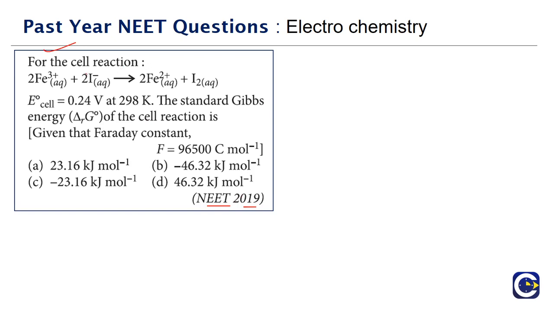For the cell reaction 2Fe3+ + 2I- gives 2Fe2+ + I2, as we can see, this is a balanced cell equation. E0 is 0.24 V at 298 Kelvin. E0 is the cell EMF at standard conditions. The standard Gibbs energy ΔG0 of the cell reaction is? So we need to find the standard Gibbs free energy for that particular cell reaction.